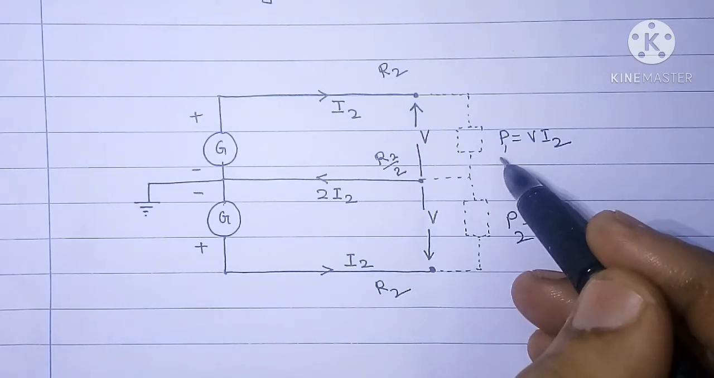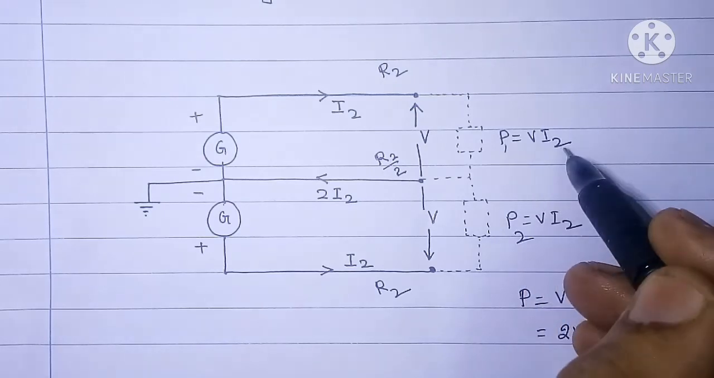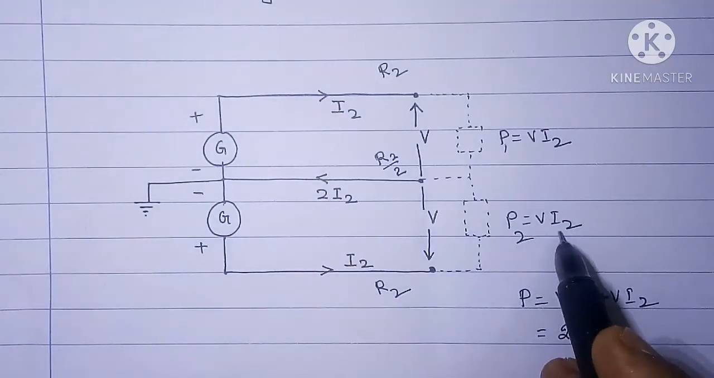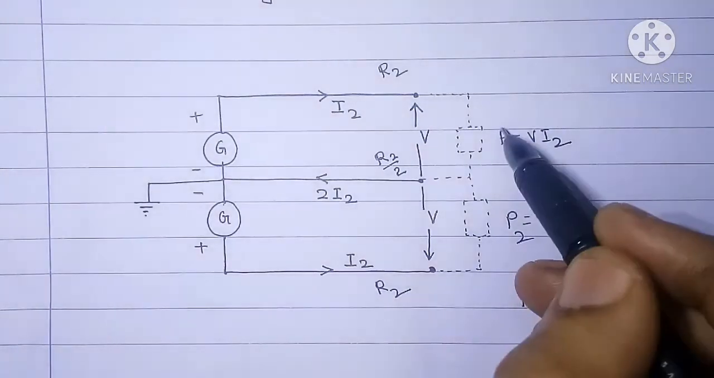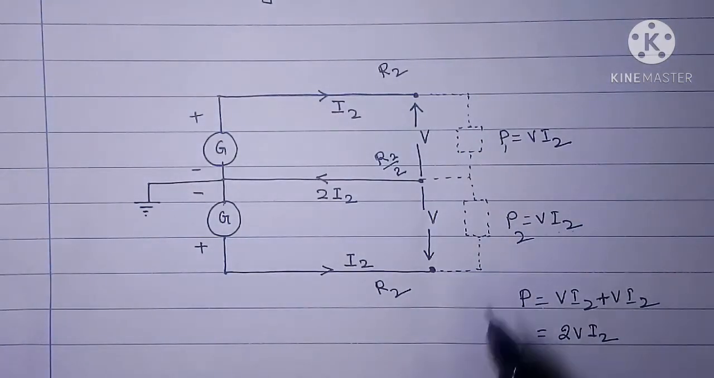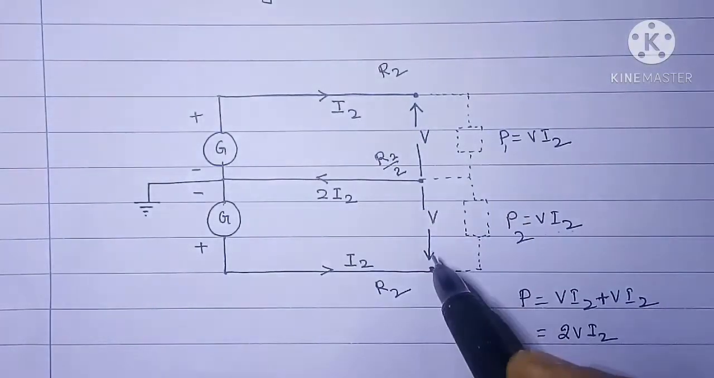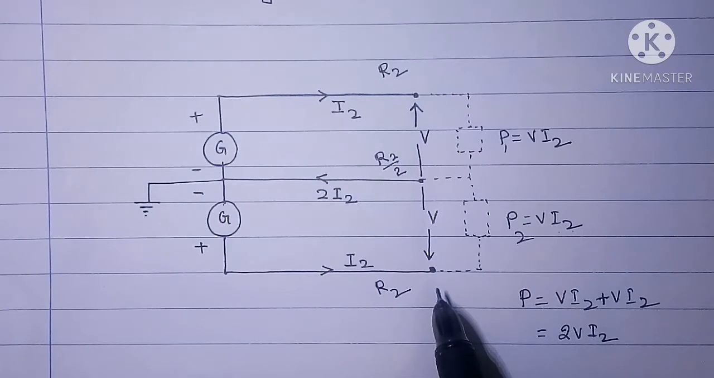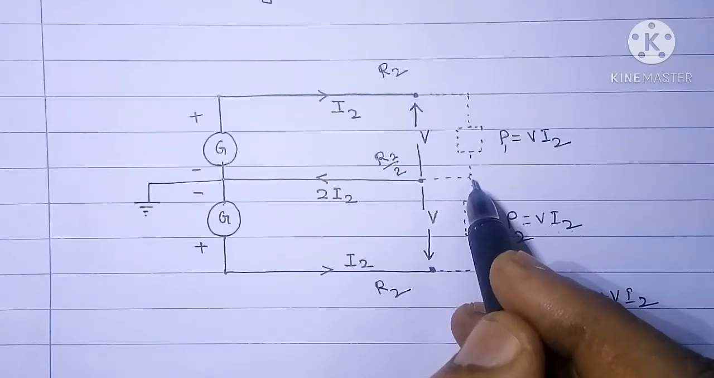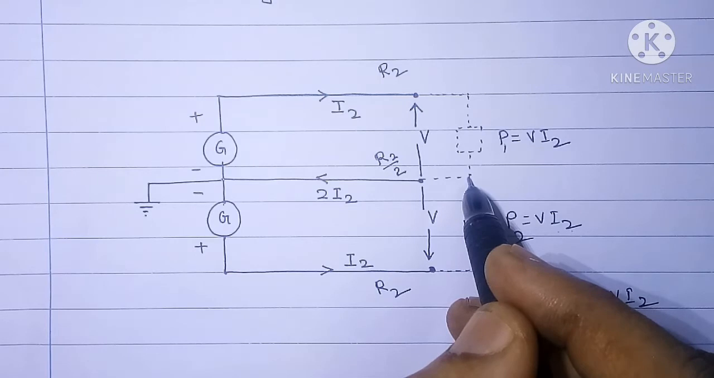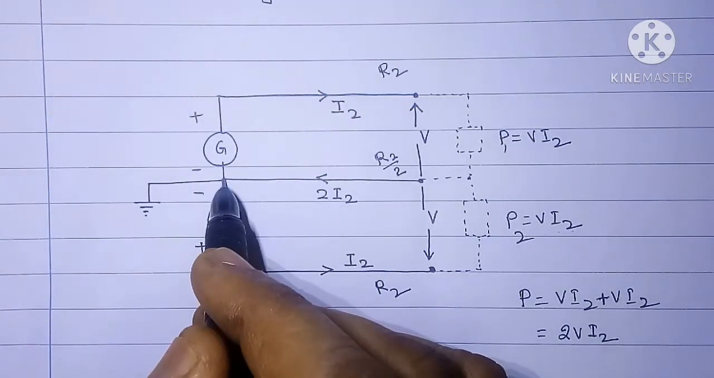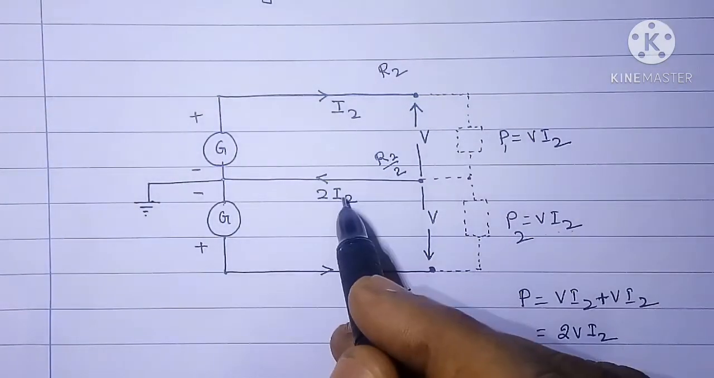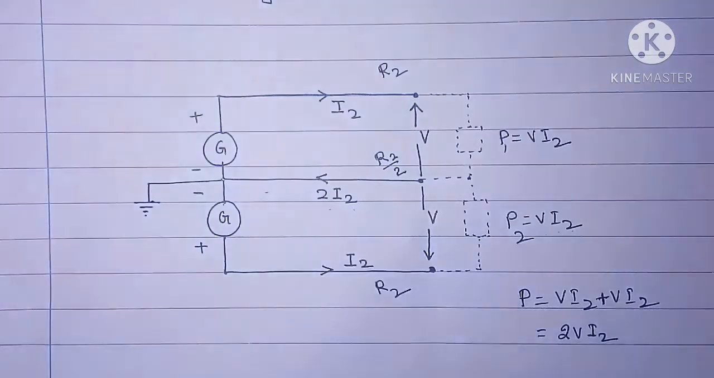Here I have shown the load power as P1 equal to VI2 and here load power P2 equal to V into I2, assuming P1 equal to P2. If P1 and P2 are equal for the same voltage, they will be drawing equal current from the source. The path for return current is midpoint of the loads to the midpoint of generators, which is earthed. And the current flowing through that conductor is 2 into I2.